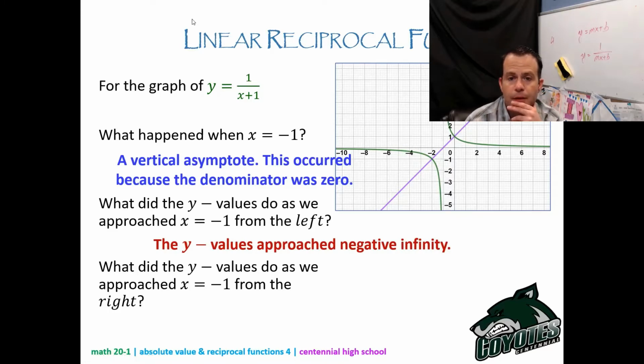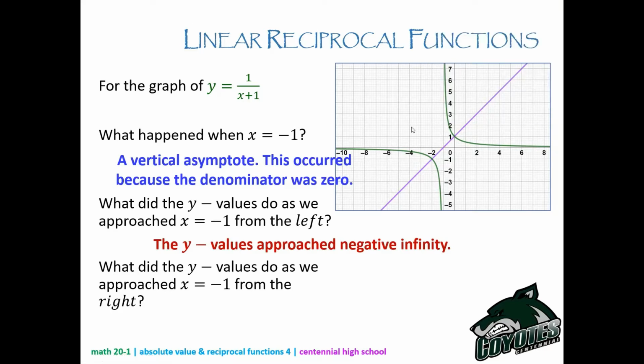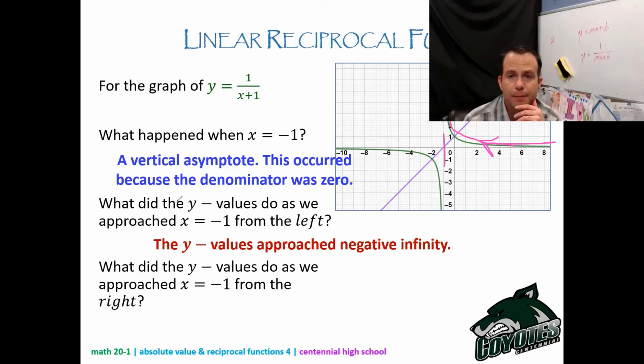Now, what did the y values do as we approached x equals -1 from the right? I'm just going to hide myself for a second so that I can talk to you about that. Again, our target is -1. I'll put it in the right spot this time. Now we're approaching it from the right, so I'm heading this way, approaching -1. What's happening is that our y values are shooting up to +infinity.